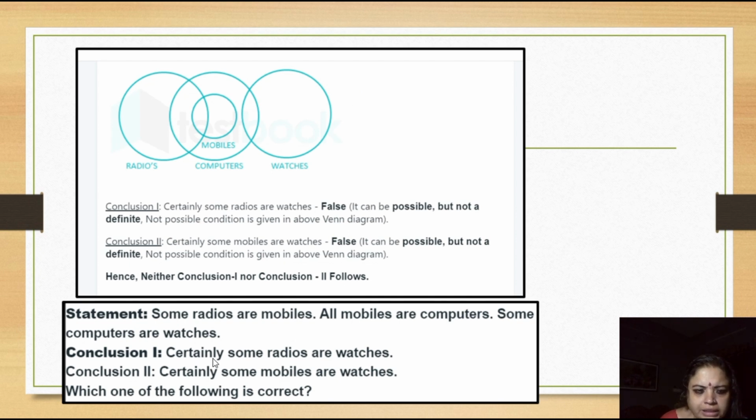So from the conclusions, let us see. Certainly some radios are watches. Some radios are not watches, because radios and watches are given as two separate circles. So that is false. Then the next one, certainly some mobiles are watches. Some mobiles are not watches, because the circles are not overlapping. So both of them are false.